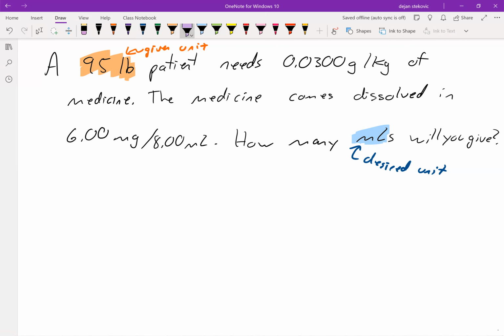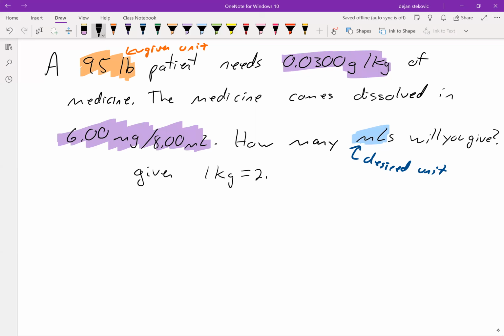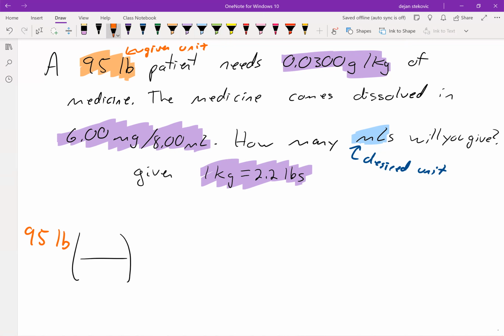And then if we think about what else we have, we have a whole bunch of other conversion units, right? We have 0.0300 grams per kilogram. And then we have the 6.00 milligrams divided by 8.00 milliliters. And then I also give you one more thing, given that we're going to say 1 kilogram is equal to 2.2 pounds, right? So just another unit conversion given. So we're just going to start off with our 95 pounds because that's the information that we're given. That's not a conversion unit. And then I see pounds in my numerator. Before I do anything else, I can instantly put pounds in my denominator.